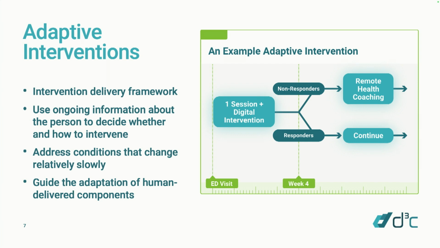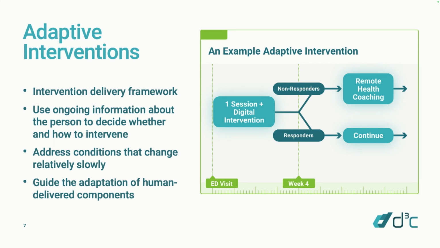But then at week 4, we need to assess the participant's response status. If the participant self-reports to use drugs at week 4, we classify them as non-responders, and we transition them to the next phase where they receive remote health coaching. Everybody, this is human-delivered coaching, okay? Otherwise, we continue with the same initial intervention.